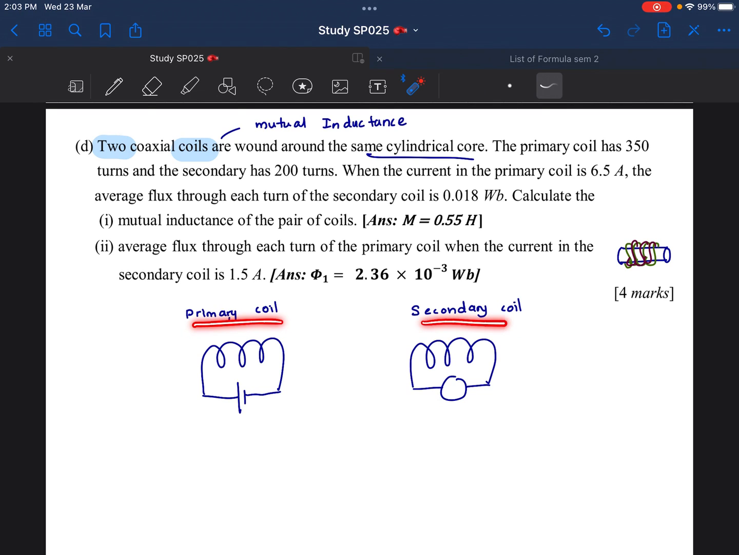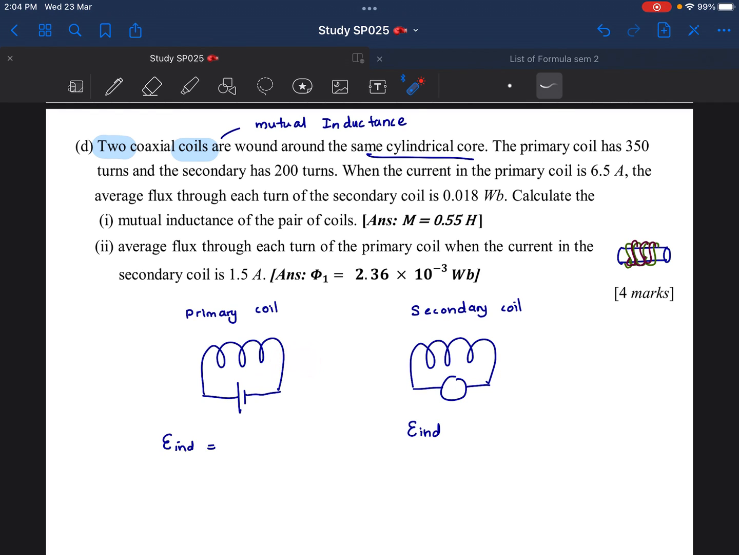So macam mana primary coil dengan secondary coil ni mendapatkan EMF induced dia? Masing-masing akan dapat EMF induced. So the question is how. Primary coil akan dapat induced EMF disebabkan oleh perubahan current dekat kawan sebelah dia, iaitu secondary coil, iaitu kita bercakap dia sebagai I2. Manakala secondary coil ni akan dapat induced EMF daripada perubahan current dalam primary coil, iaitu I1.